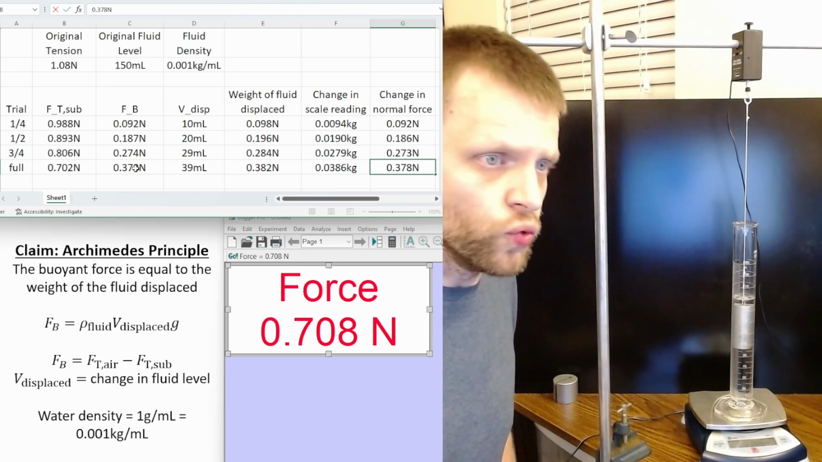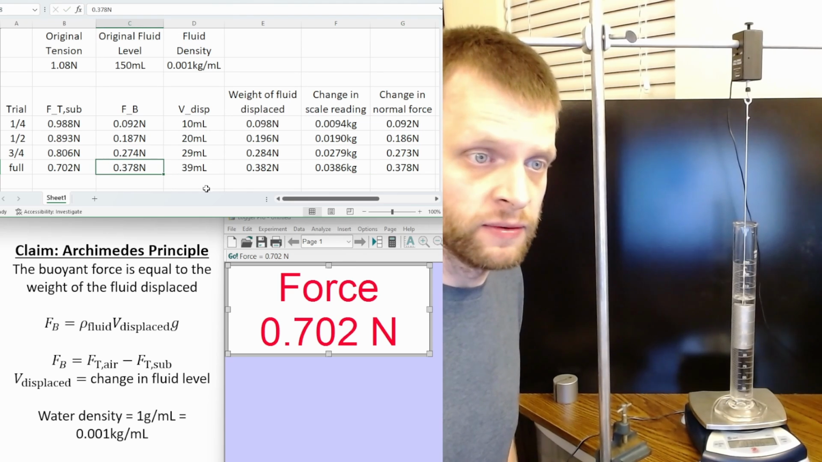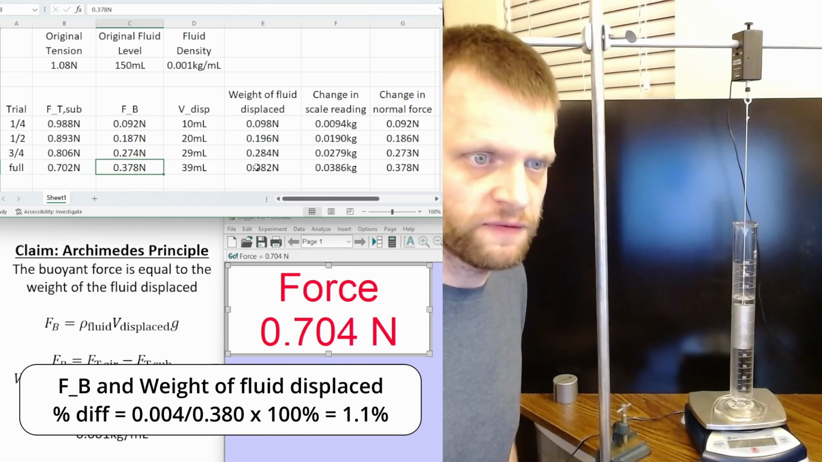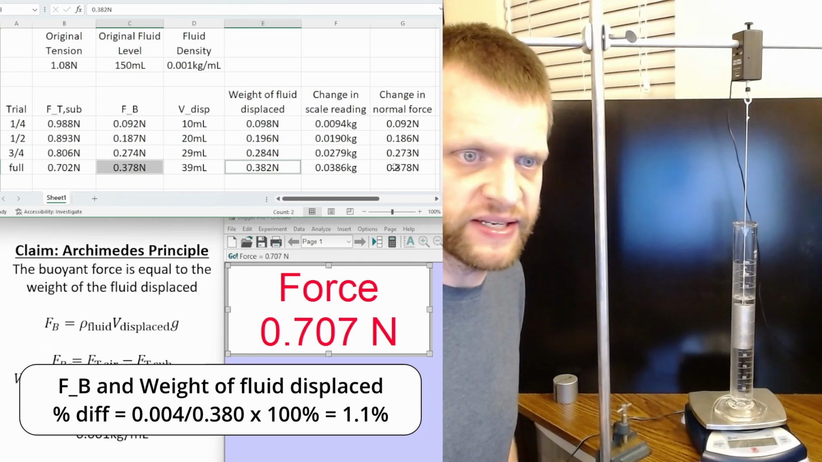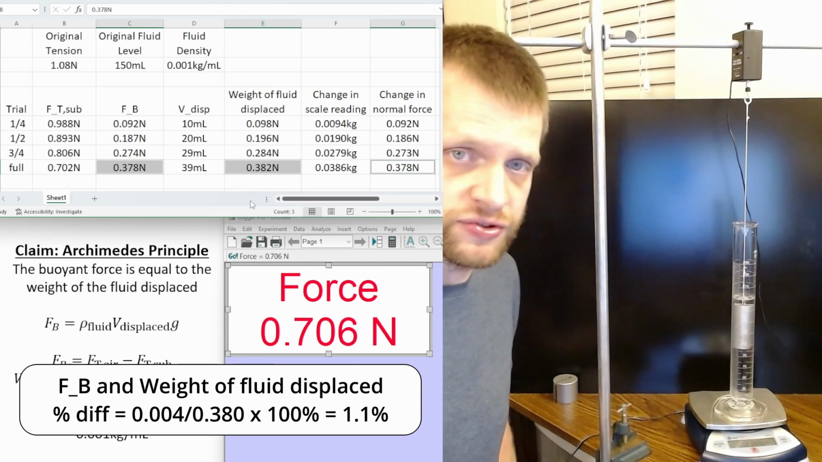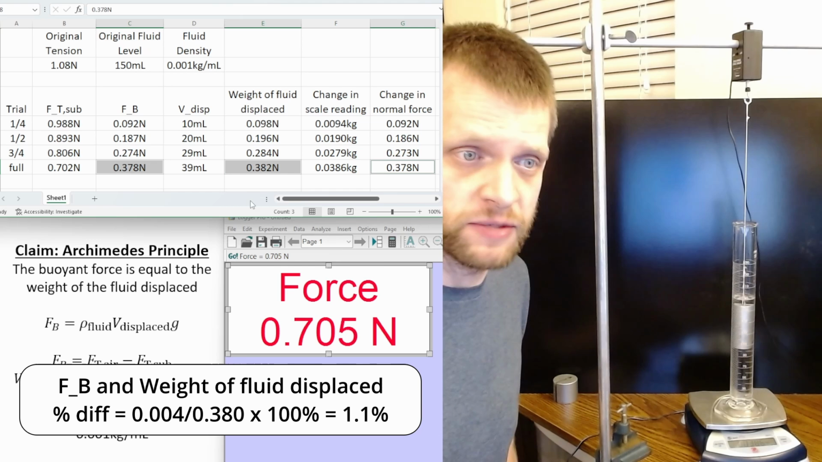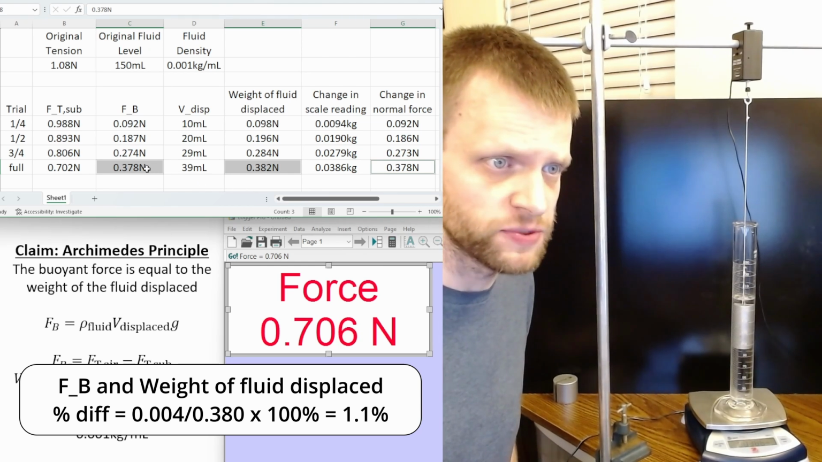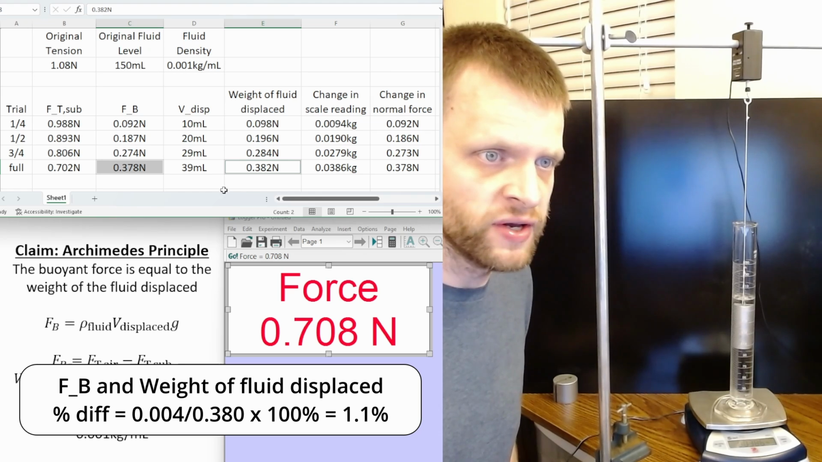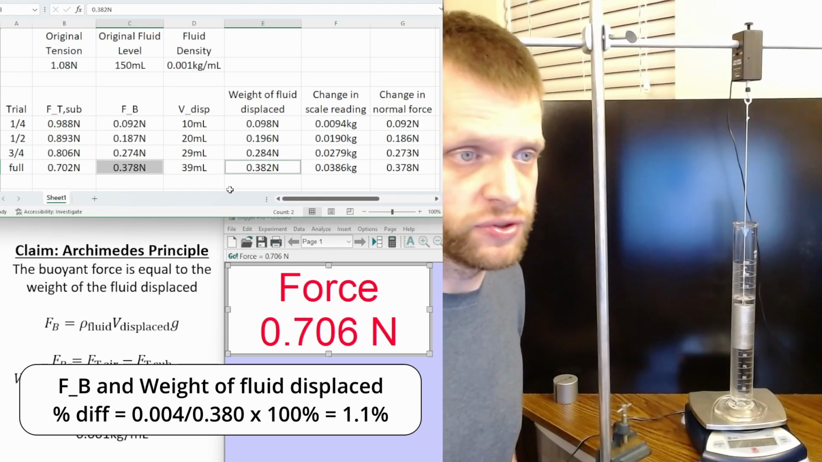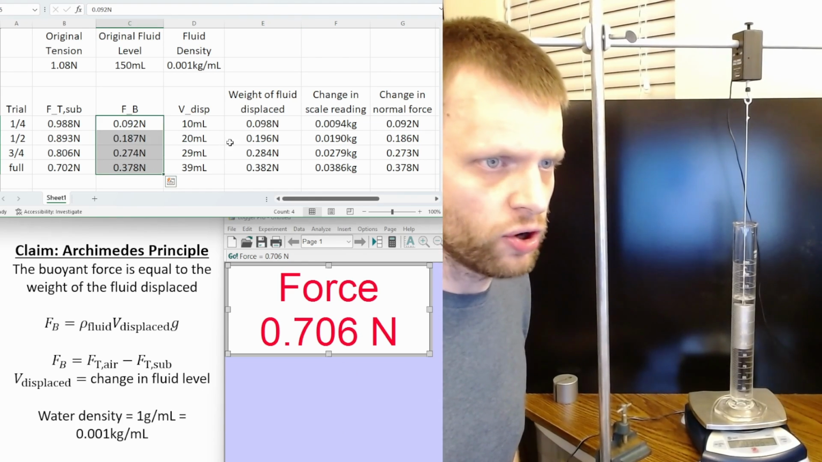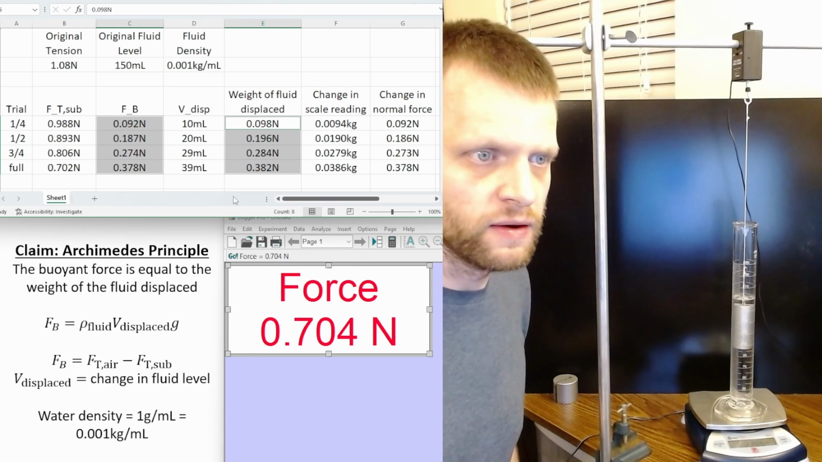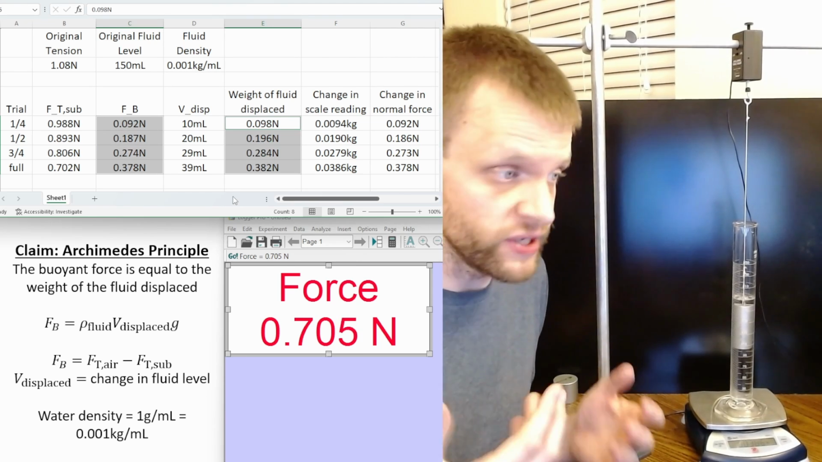Once again, we get a very good agreement, and this one actually seems the best one yet, between the buoyant force, the weight of the fluid displaced, and the change in the normal force. So those all seem to match up with each other. Again, the main thing we were looking at for Archimedes' principle is that the buoyant force is equal to the weight of the fluid displaced. And it looks like in all of these cases, those numbers have some pretty good matching.